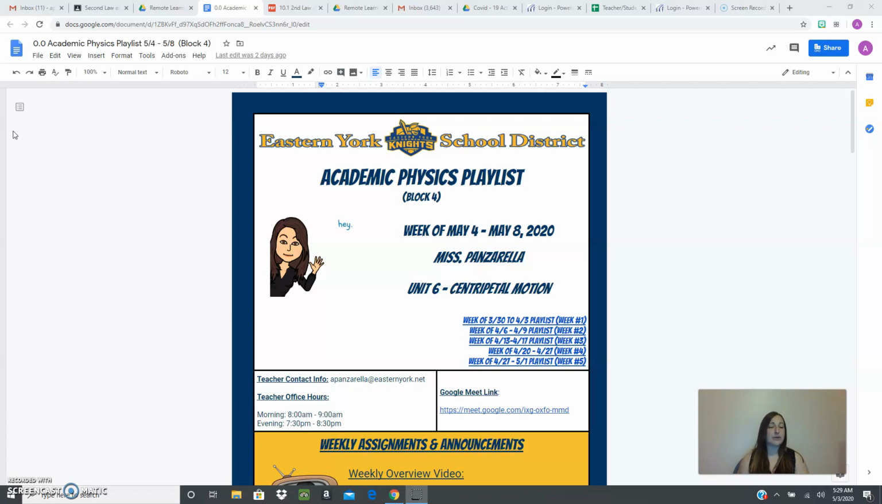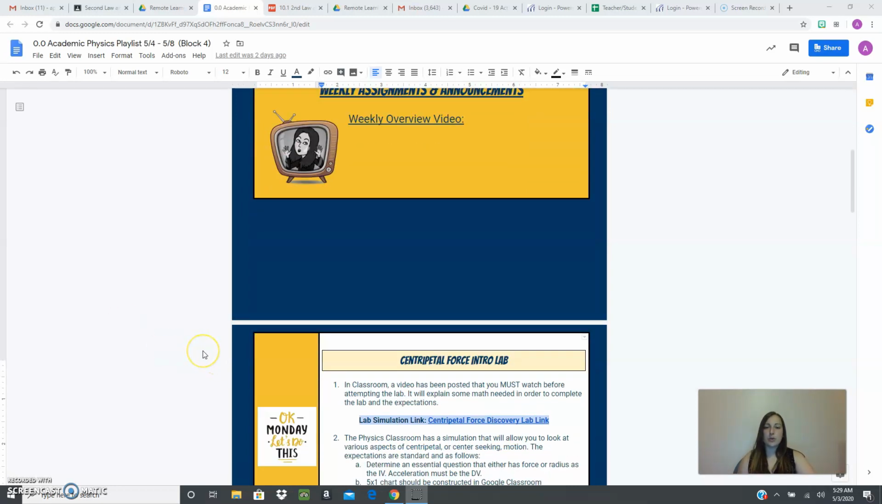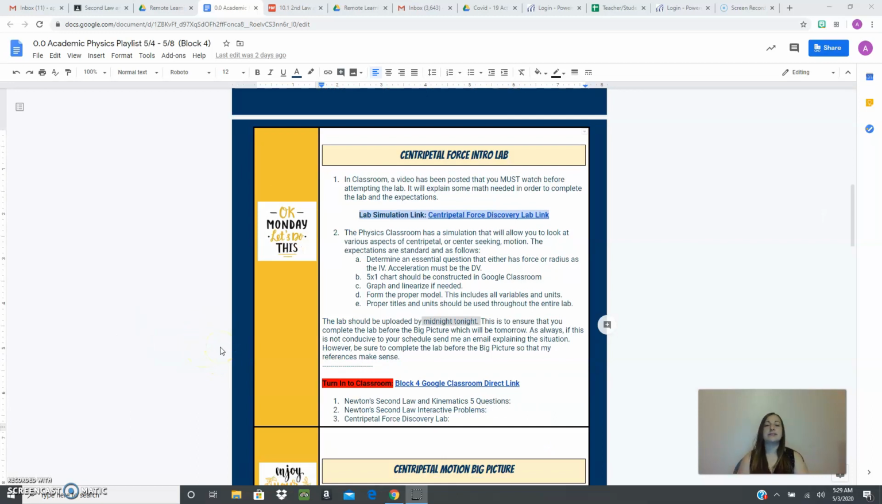Up until this point, we dealt with linear motion, so either side to side or up and down, or we dealt with projectile, so bringing those two together. But now we're going to spin things and see what happens in centripetal motion or circular motion. We will define what centripetal means in the first day or two, and that's where your Monday playlist is going to come in.